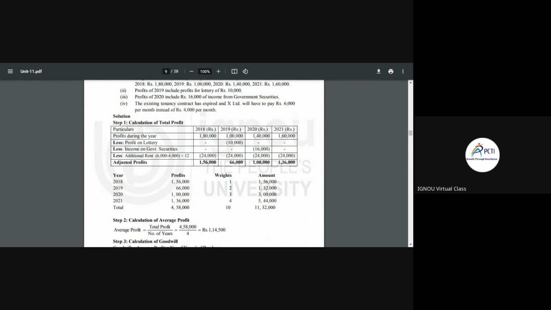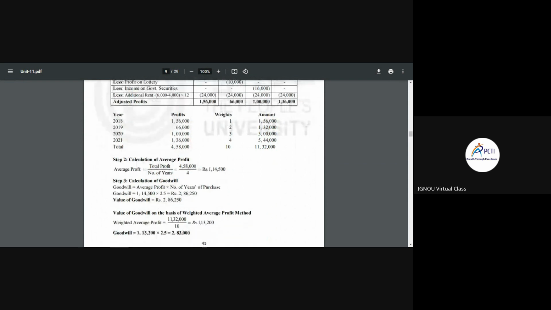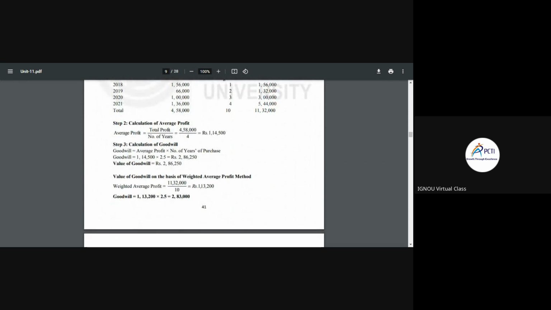So the years for which we have calculated profits, we multiply them by the weights. The weights are given in the question, 1, 2, 3, 4, and the total of 1, 2, 3, 4 is equal to 10, and the number of years which we have is 4. So after the multiplication, we get the total amount of 11 lakh 32,000. In the next step, we need to calculate the average profit. That will be total profit divided by number of years. So 4 lakh 58,000 divided by 4 is equal to 1 lakh 14,500.